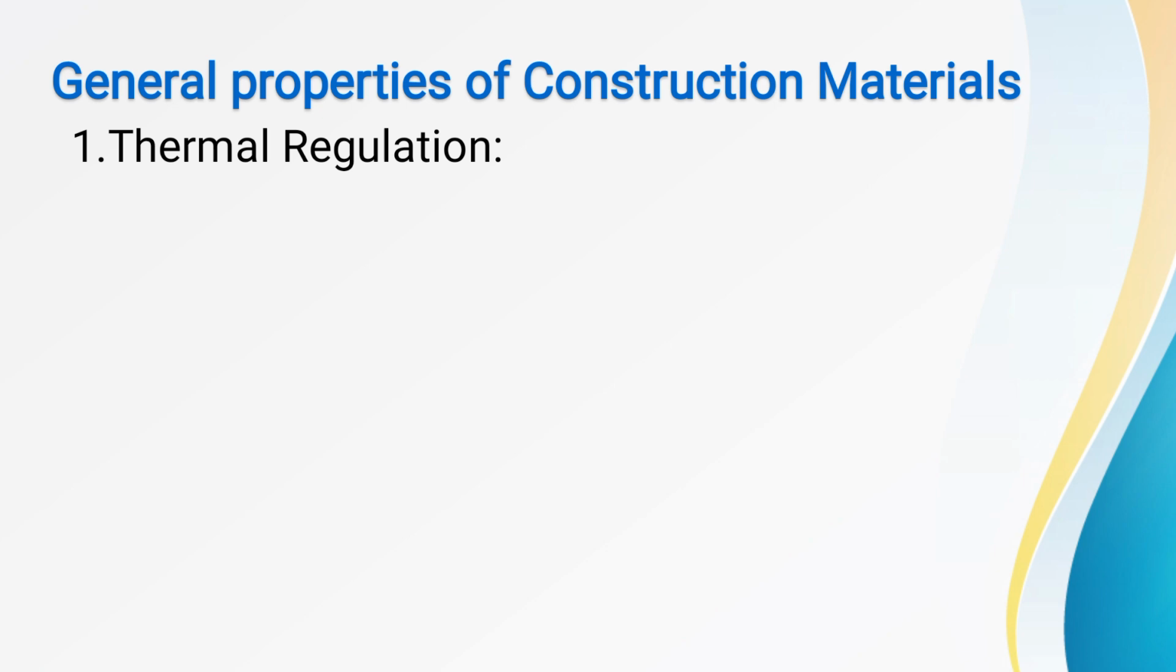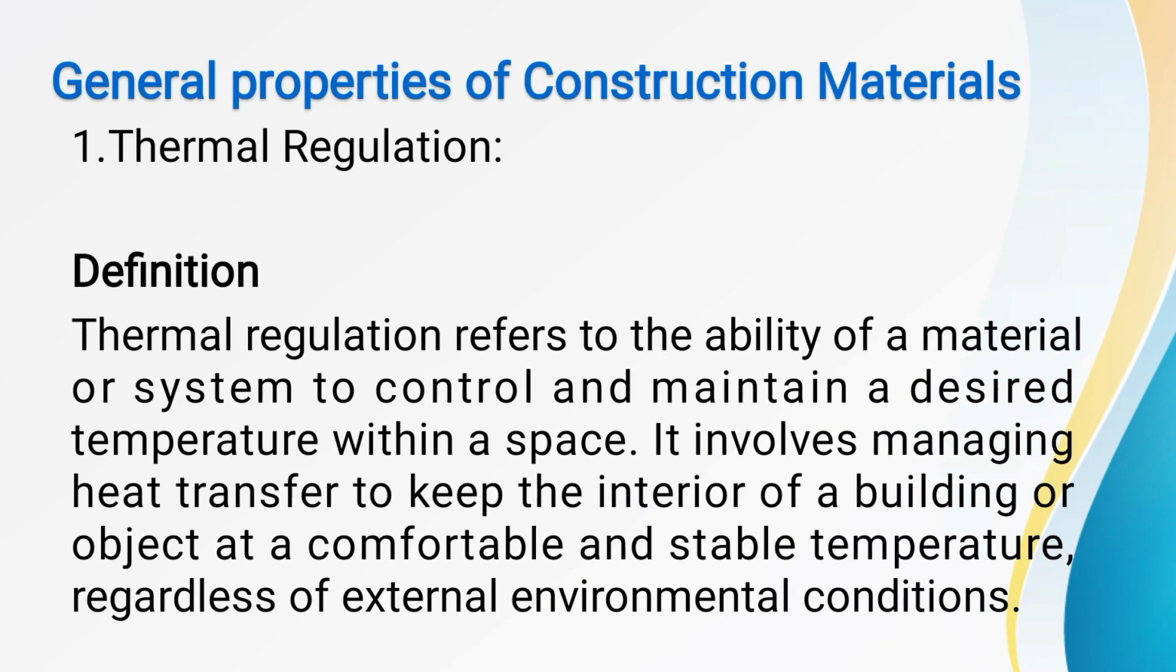The first general property is the thermal regulation, and we can begin by defining what thermal regulation is. Thermal regulation refers to the ability of a material or system to control and maintain a desired temperature within a space. It involves managing heat transfer to keep the interior of a building or an object at a comfortable and stable temperature, regardless of the external conditions.